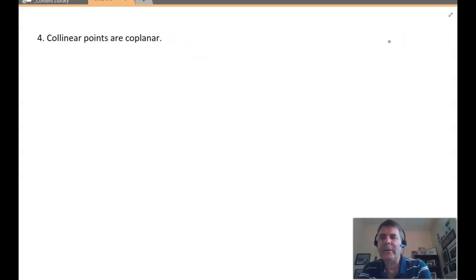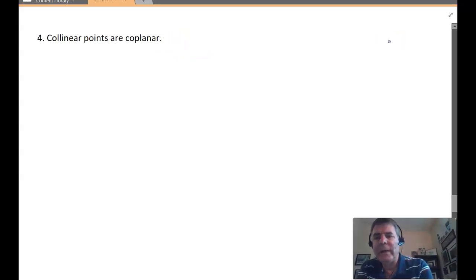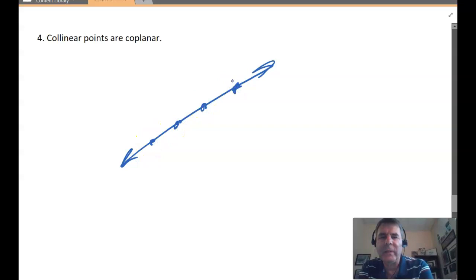True or false? Collinear points are coplanar. Well, if I have a bunch of points that are all on the same line, I can always draw a plane that contains that line. For example, the plane of my laptop screen contains that line, so they are coplanar. That is true.